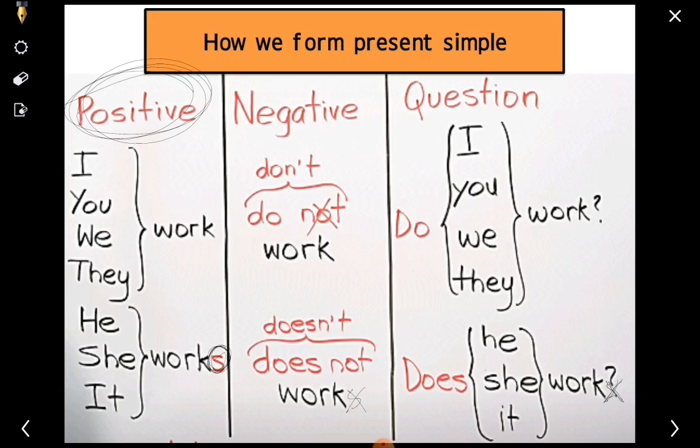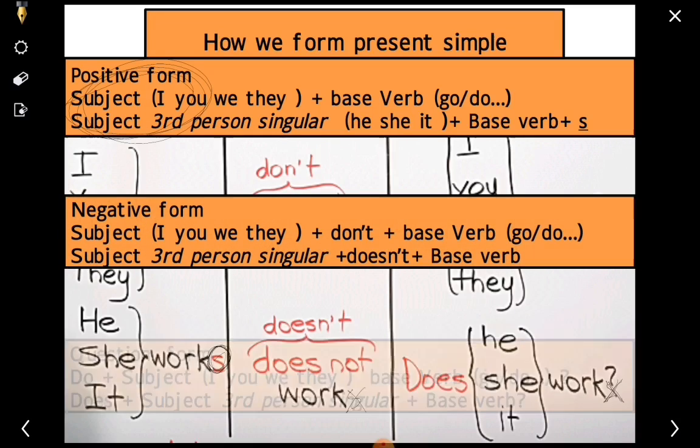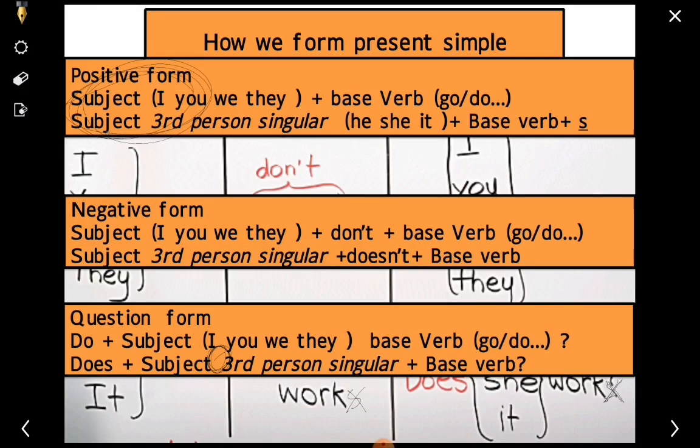Right, so this is the form of the simple present, okay? When we have the positive form, we use the subject I, you, we, they, plus base verb: go, do, sleep, etc. Base verb is infinitive without to. We have "to go", this is infinitive. Base verb is just "go", right? But when we have subject third person singular, we have he, she, it plus base verb plus s, right?